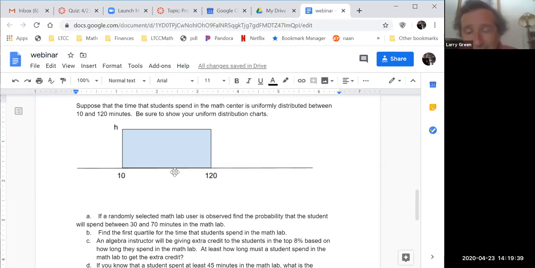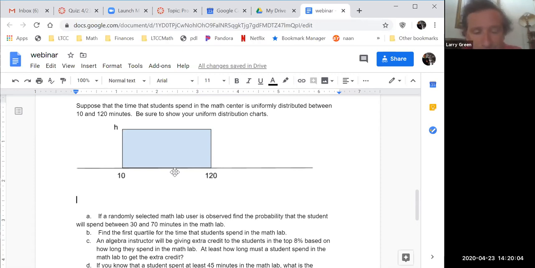Yeah, it looks like you got it. I'm going to show more work than you got, but definitely you got it. So what we're going to do is we're going to say the area of the rectangle has to be 1 because everything is in this rectangle. It can't be anything below 10 or above 120. It can't be anything above H, or the probability just sits at H. So that means the area of the rectangle is 1.